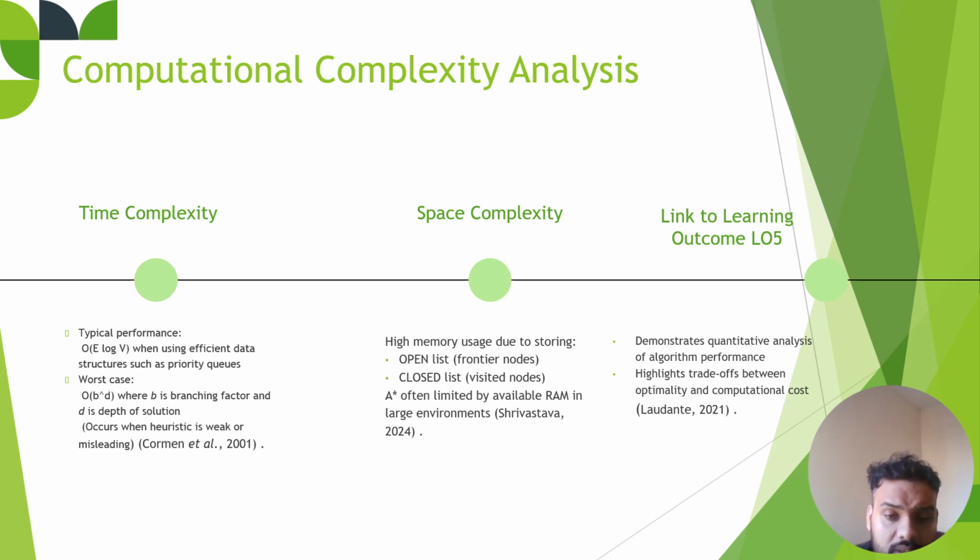For space complexity, this is where A* faces its main limitations. The algorithm requires significant memory to store both the open list containing frontier nodes and the closed list tracking visited nodes. In large environments, A* can actually be limited by RAM rather than processing power. This analysis highlights a fundamental trade-off in algorithm design: achieving completeness and good overall performance comes at a significant cost in memory usage. Understanding this trade-off is essential when deciding if A* is appropriate for a given application.